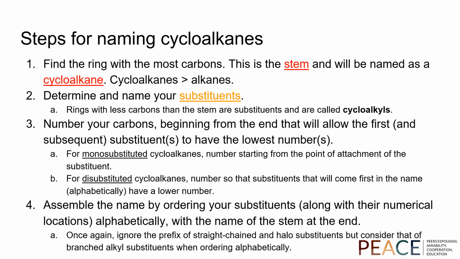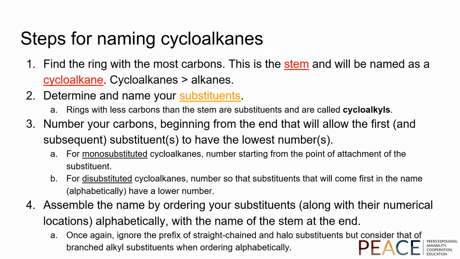First of all, when naming a cycloalkane, the stem is always the ring with the most carbons. Even if there's a straight chain alkane with more carbons, the ring always wins. When the ring is the stem, it is called a cycloalkane. Substituents follow the same conventions, with ring substituents called cycloalkyls.